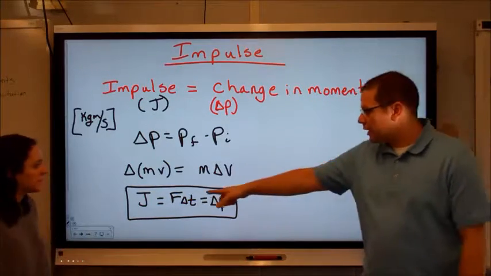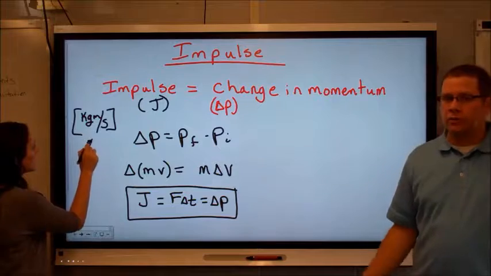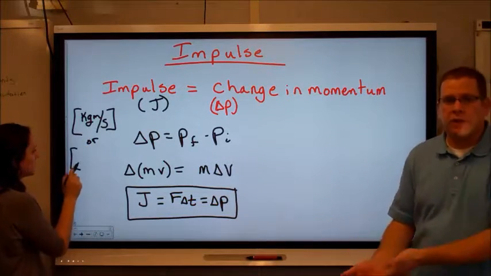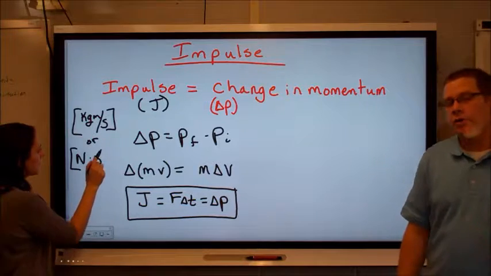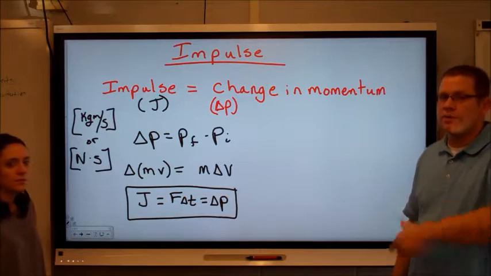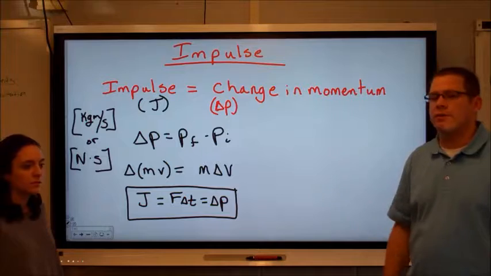But we also said it's equal to force times time. So then the question is, what's the unit for force? It's newtons. What's the unit for time? Seconds. So another unit for impulse is newton seconds, or newtons times seconds.